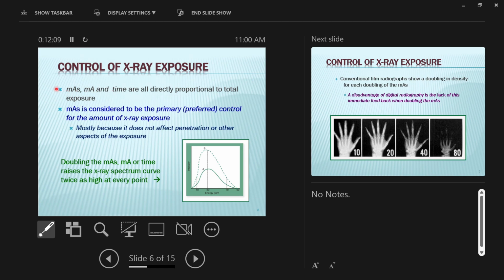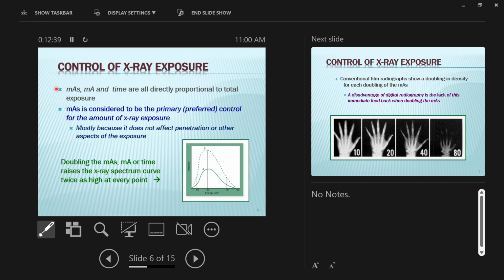Someone break that down for me. What does that mean if something's directly proportional to something else? Related, right? So let's say mAs goes up. What happens to exposure? Let's say you double mAs. It doubles the exposure, right? Notice it's not double mAs equals 4 times the exposure. That would be an exponential relationship. It would follow some exponent power law type thing.